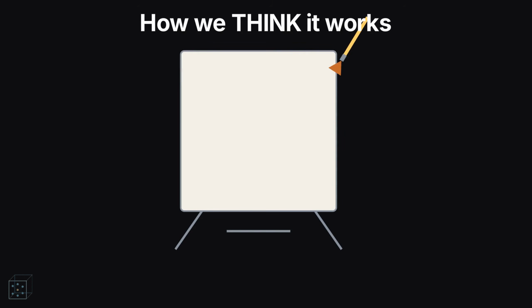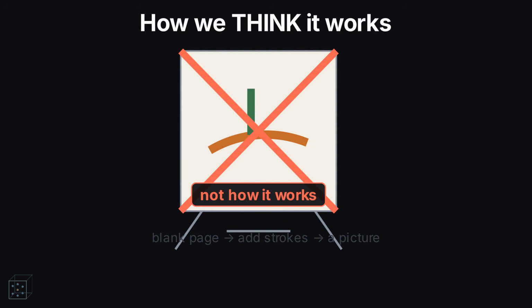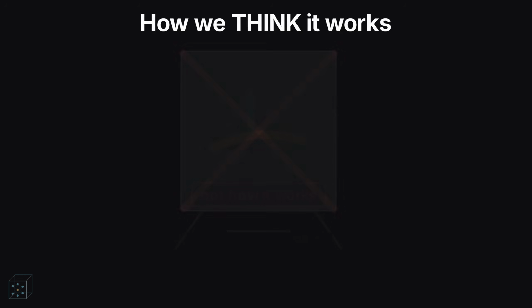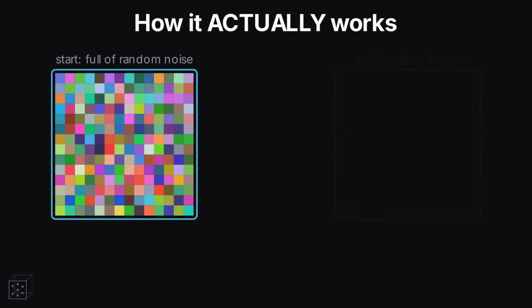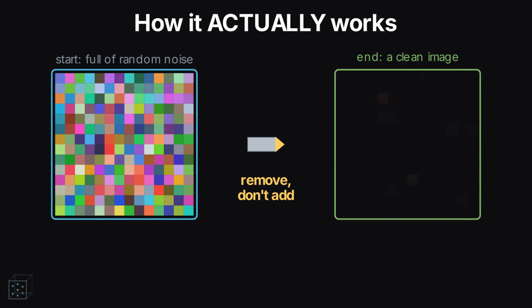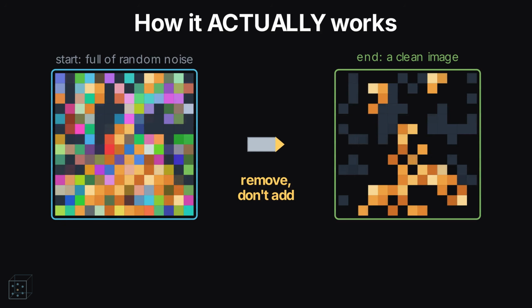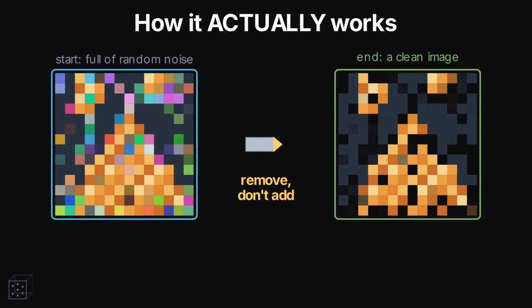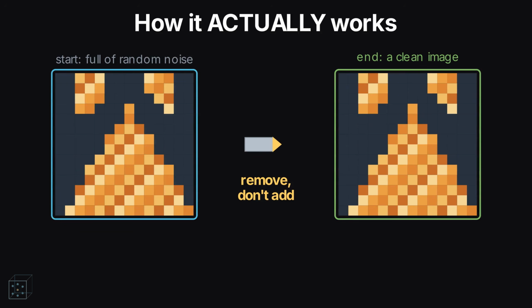Here's the thing that trips everyone up. We imagine the AI painting like a person, a blank white canvas, then a first brushstroke, then a second, building the picture up. That is not what happens. Instead, the canvas starts completely full of random noise, and the AI's whole job is to take stuff away. It sculpts the picture out of the static by removing the parts that don't belong, painting by subtraction.